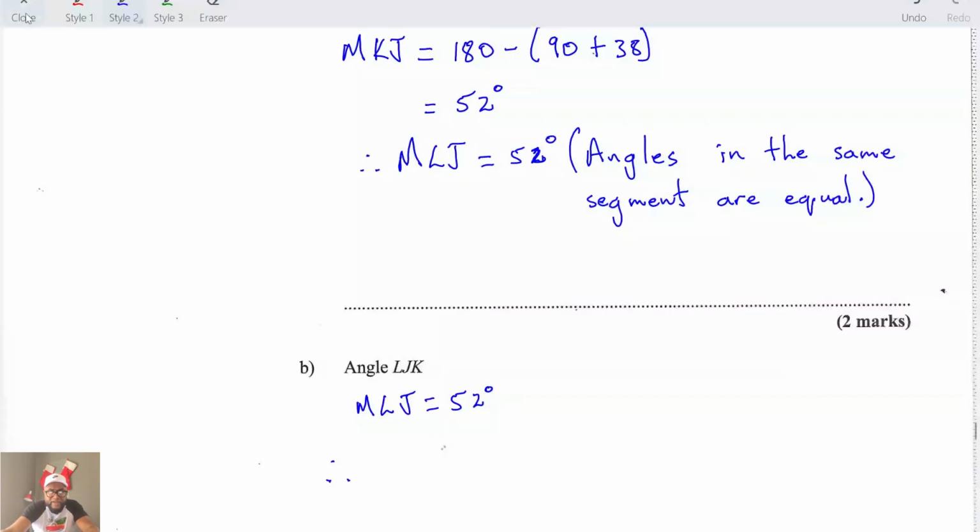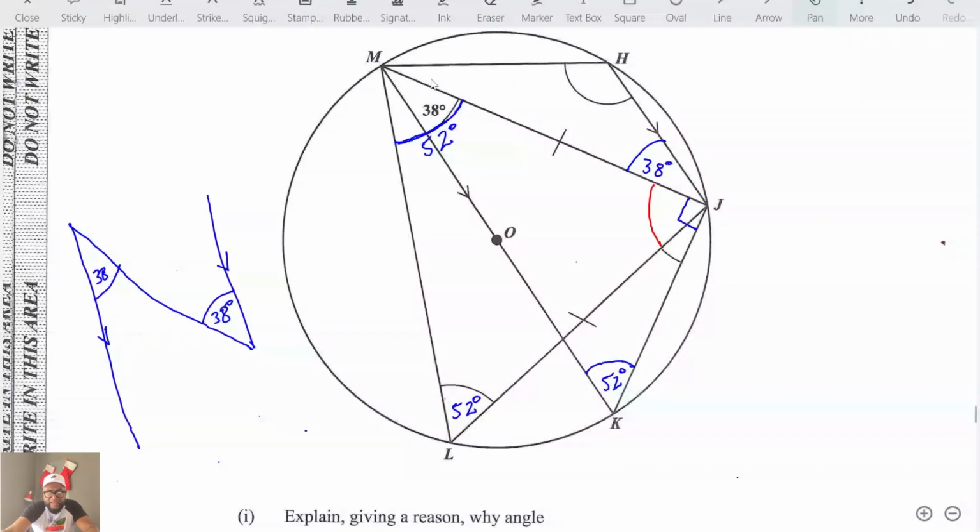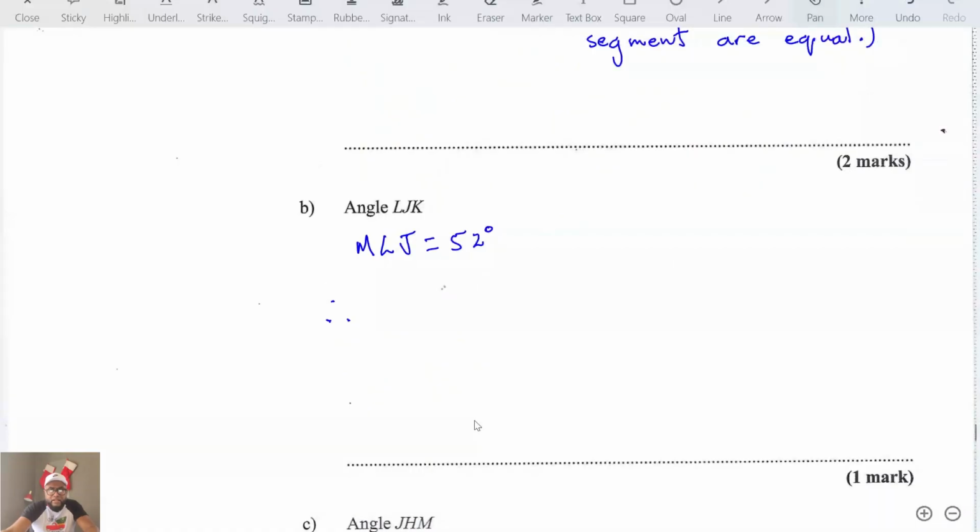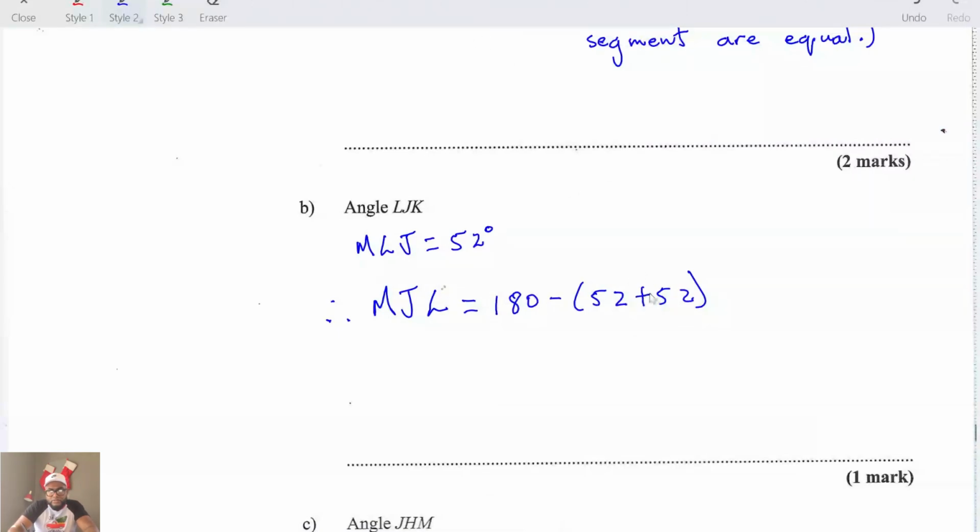Therefore, we could find a small angle up here, which is MJL. MJL is going to be 180 minus the 52 plus 52, which will give me what? Anybody worked it out? 76. 76, right?